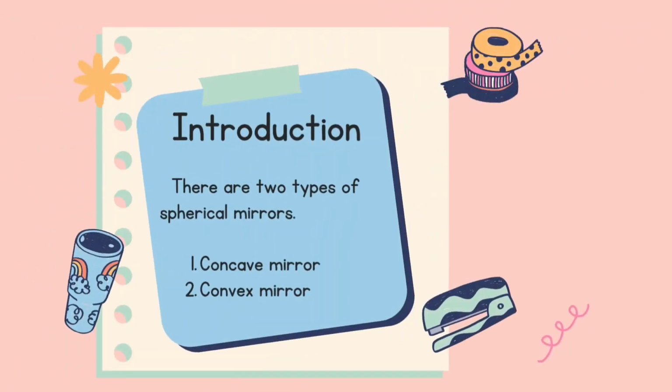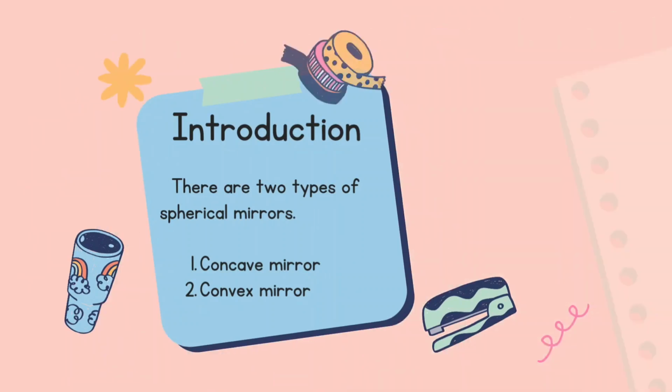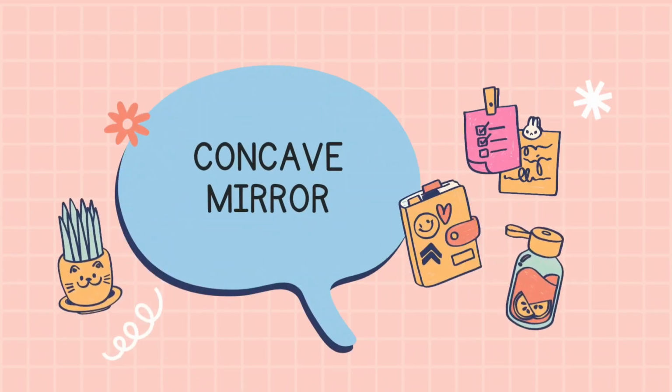Before we start learning the rules, let's first understand the different types of spherical mirrors. There are two types of spherical mirrors. One, concave mirror, also known as a converging mirror, because it converges light rays to a point. Two, convex mirror, also known as a diverging mirror, because it diverges or spreads light rays outward. Now, let's learn the rules to draw ray diagrams for these mirrors step by step.